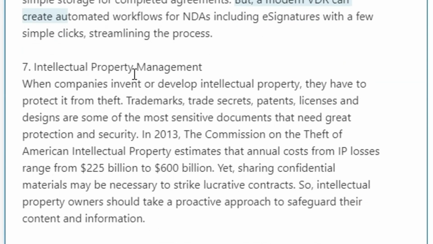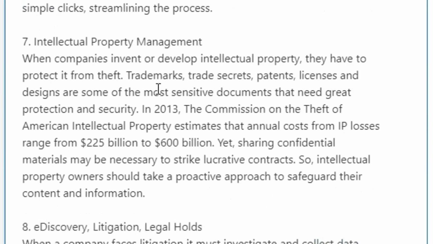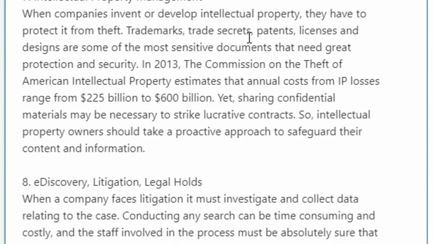7. Intellectual property management. When companies invent or develop intellectual property, they have to protect it from theft. Trademarks, trade secrets, patents, licenses and designs are some of the most sensitive documents that need great protection and security.